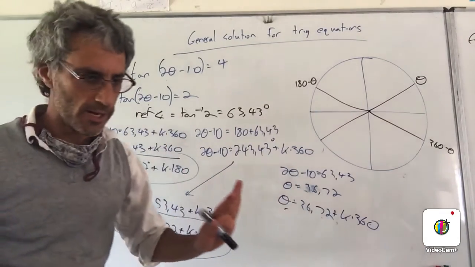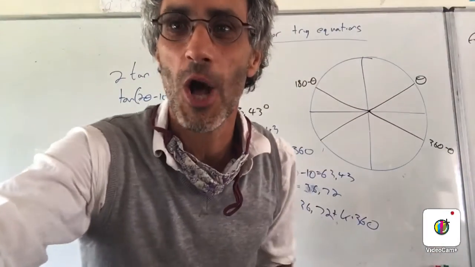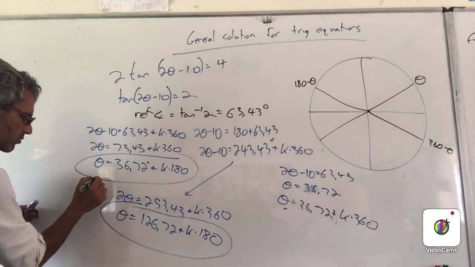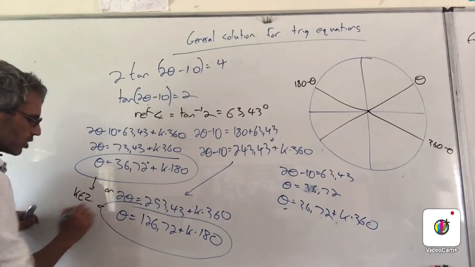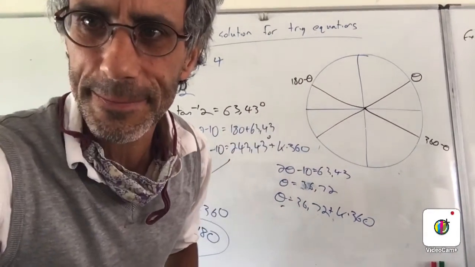I'll pause here. I think this is it for today. Oh, hang on, there's a problem. Okay, well done guys. You noticed that I must write it's either that or that, but I also must say that k belongs to the integers. Absolutely right.